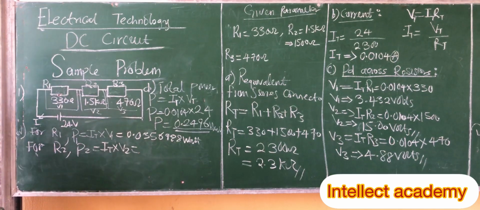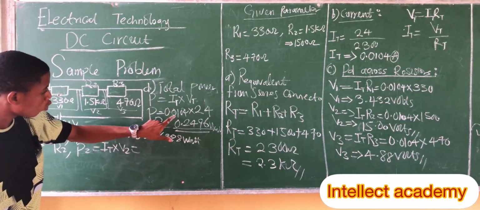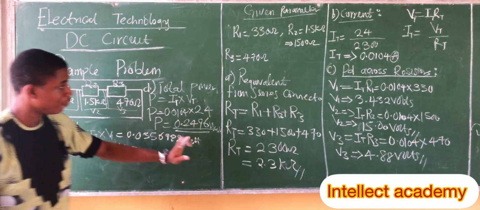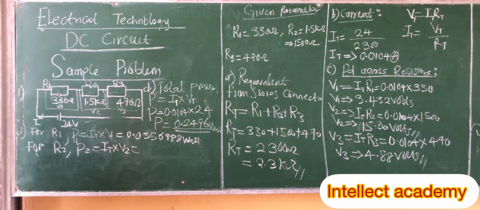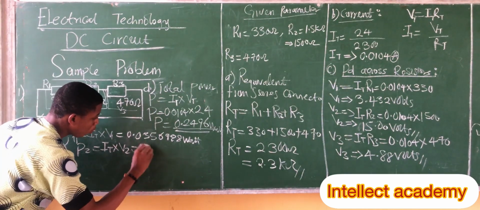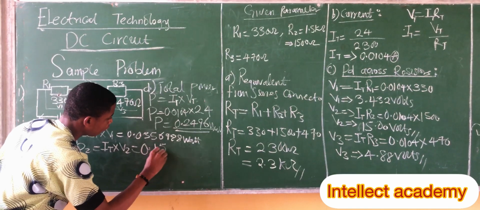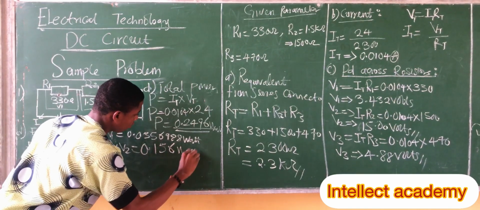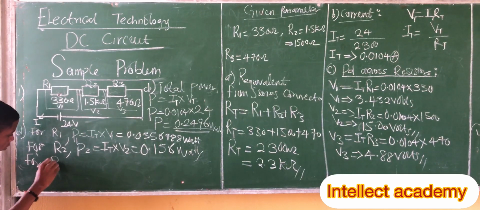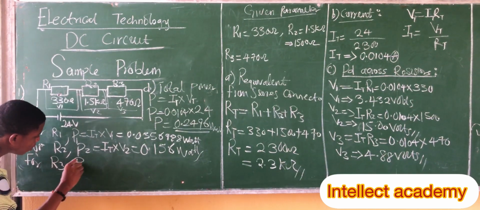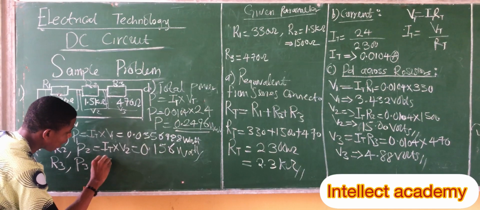So point 0.0104 multiplied by V2. V2 is what? 15. So point what will that value give us? We are waiting for him. 0.156 watts. Yes, so for the third resistor, which is P3, is equal to what?